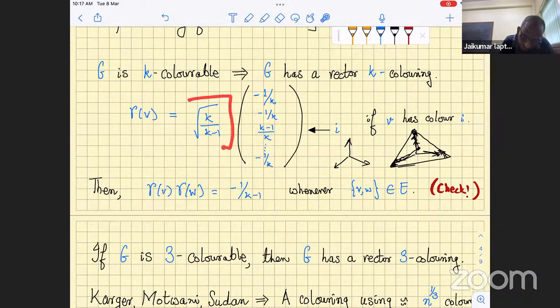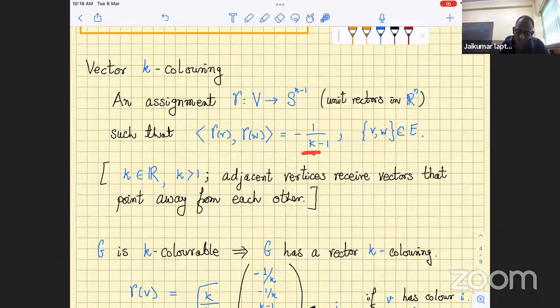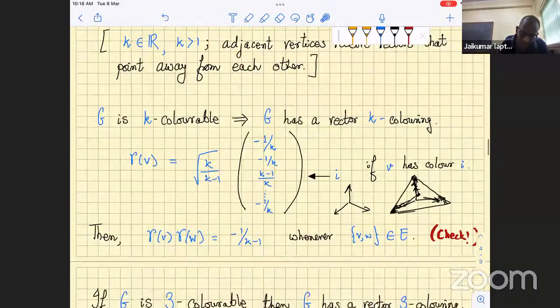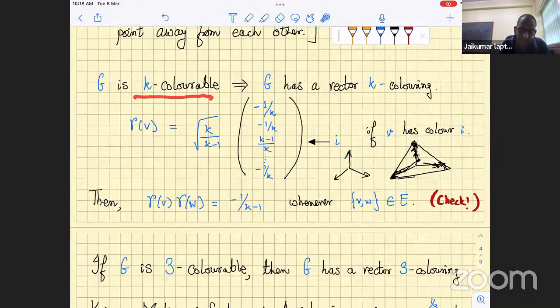To make it a unit vector, you normalize with this. Trust me, I hope I have done the normalization correctly. Now if you take 2 such vectors, one which has this big quantity in the ith coordinate, another which has the big quantity in the jth coordinate, and take the dot product and do the computation, you will get minus 1 over k minus 1. This again tells you that it is good to have k minus 1 here rather than k, because it is with that we are able to make this correspondence. So if a graph is k colorable in the old-fashioned sense, then it is also vector k colorable in the vector coloring sense.